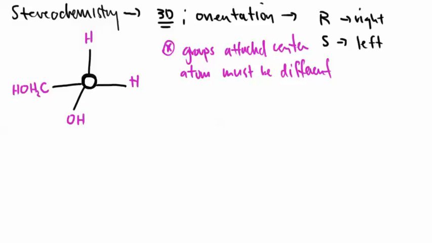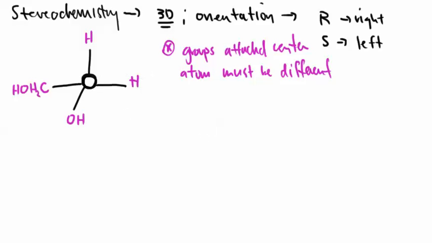All right, well, this doesn't really show us any orientation. There's no R and there's no S, and the reason is because two groups that are attached to the center here are the same, and those are the hydrogens. So this will not work as far as R and S go. They have to be completely four different groups. If there are two hydrogens there, there's no R and S. If there's two OH groups there, there's no R and S. If there's two CH2OH groups on that carbon, there's no R and S. They really do have to be different, all four of them.